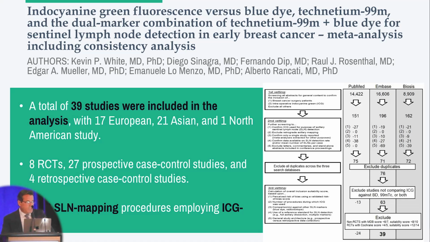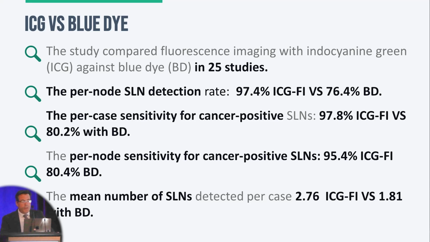When we compare ICG with blue dye in 25 studies, there is a 97.4% detection rate with ICG compared to 76.4% with blue dye. Assessing the sensitivity for positive cases, ICG has a 97.8% detection rate, while blue dye is 80%. The sensitivity for detecting cancer in positive nodes is 95% in favor of ICG versus 80% for blue dye.